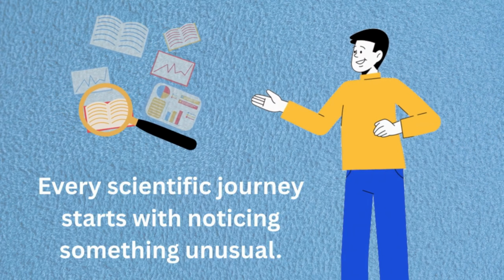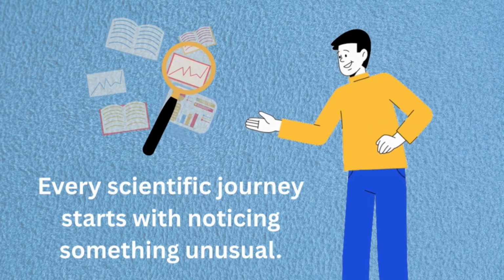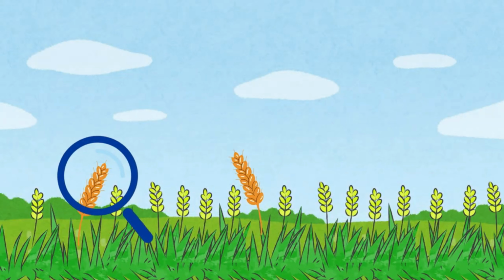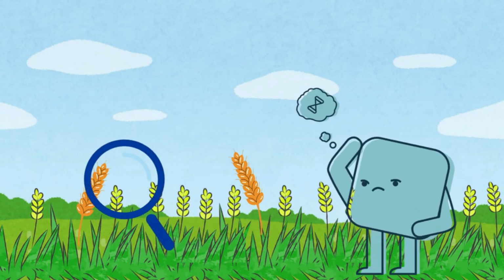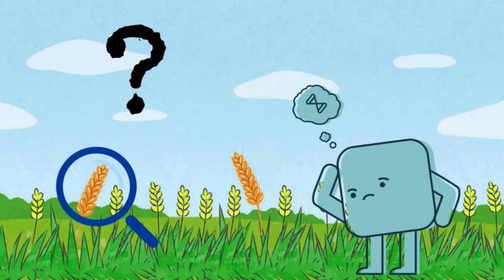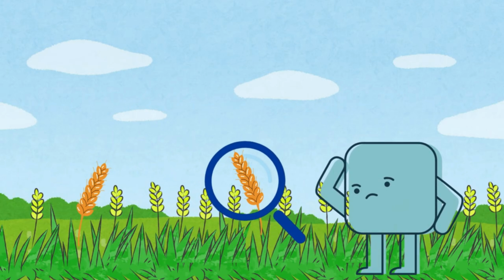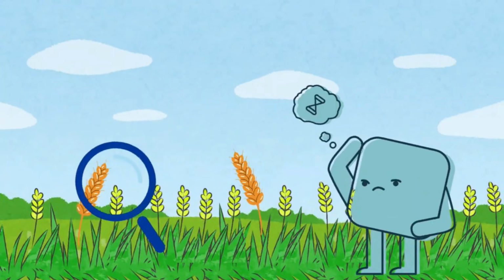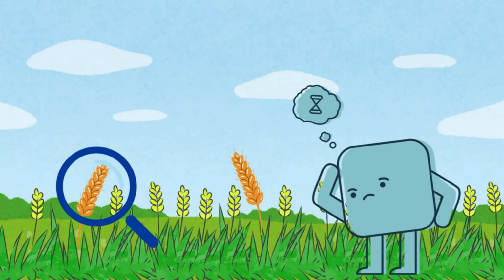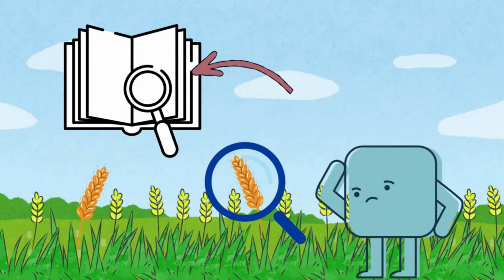Every scientific journey starts with noticing something unusual. When a scientist observes a change in nature, curiosity is triggered. This curiosity is then turned into a clear question that can be investigated. This step is called recognition of a problem, the moment when an observation becomes the starting point of scientific inquiry.